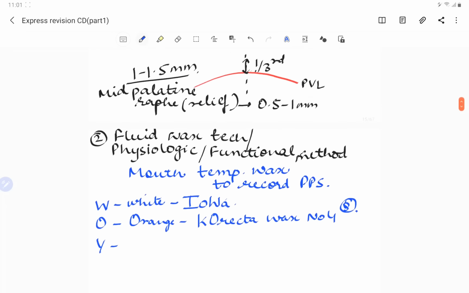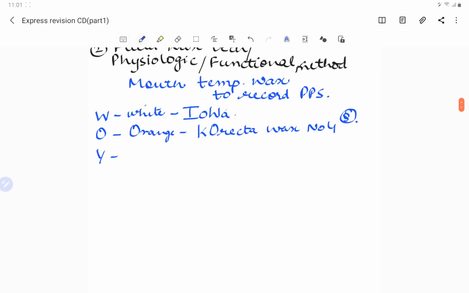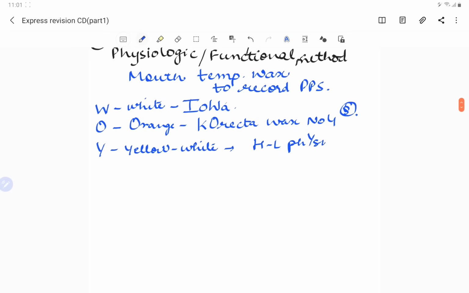Which of the following is a mouth temperature wax? Which of the following is not a mouth temperature wax? Yellow, white color is HL, physiologic paste.